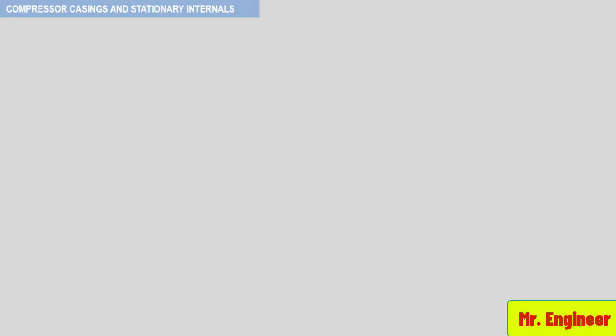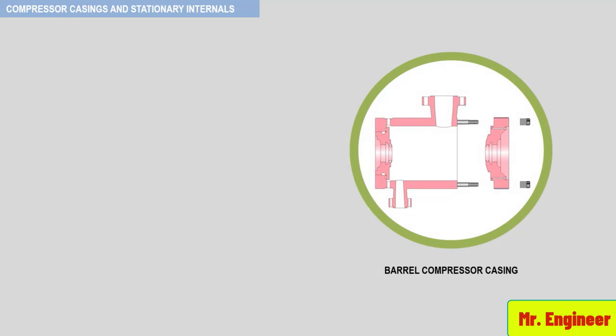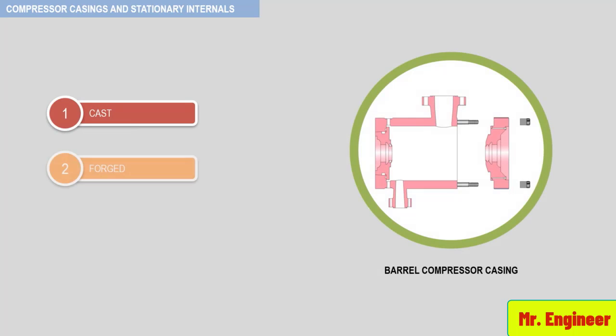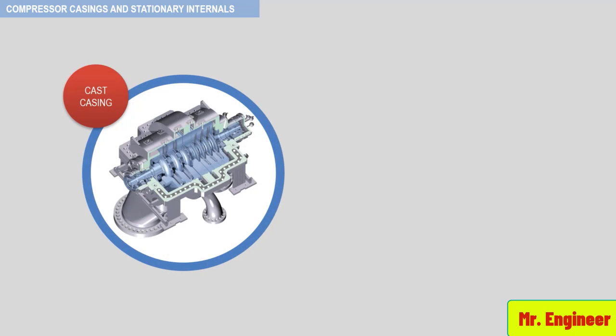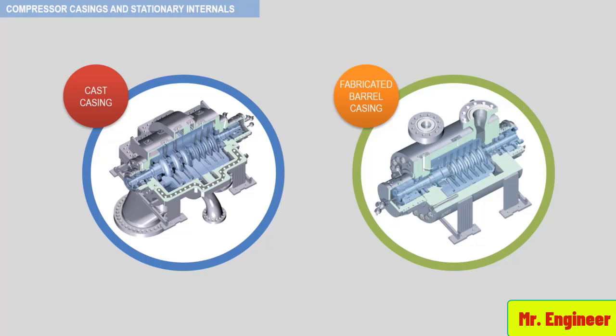Various casing fabrication options exist. Casings can be cast, forged, or welded. Older designs were generally cast. However, foundry quality has decreased, and today many casings are welded from steel plate. Compressor vendors have existing qualified procedures and welders to fabricate these casings. The figure that you can see here is an example of a cast casing, and the one that you can see here shows a fabricated barrel compressor casing.